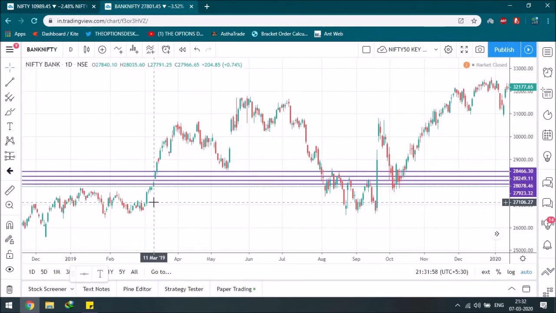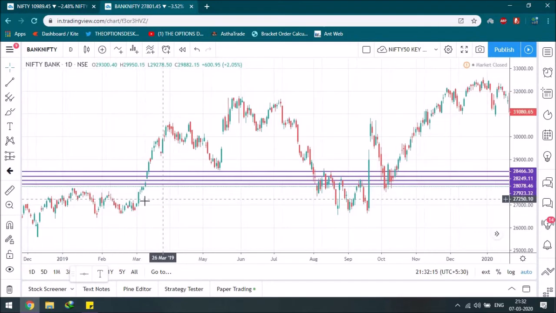So how are you going to test these levels? A 3-minute or 5-minute chart can definitely be used on an intraday basis. A double closing on a 3-minute or 5-minute chart would definitely work for a confirmed breakout above these levels, and you can go for buying a call option or a put option. Okay, so now let's see.